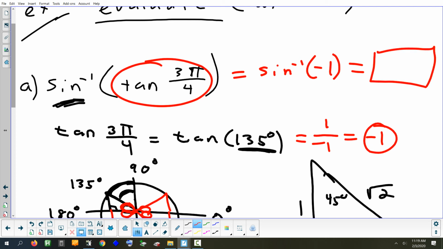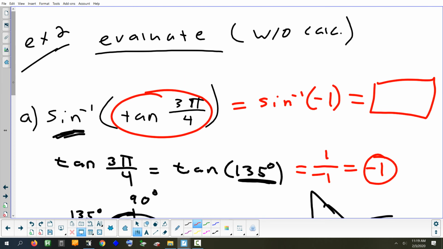So now the last step is to find the inverse sine of -1. Now, if this wasn't a -1, I would say it would be tough to do. Actually, it would be okay to do if it was a 1, a 0, or a -1. If it's anything other than those three numbers, you're not doing it without a calculator.